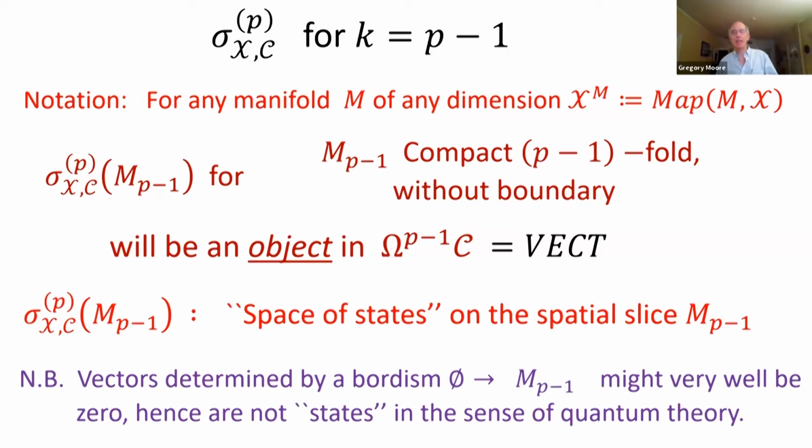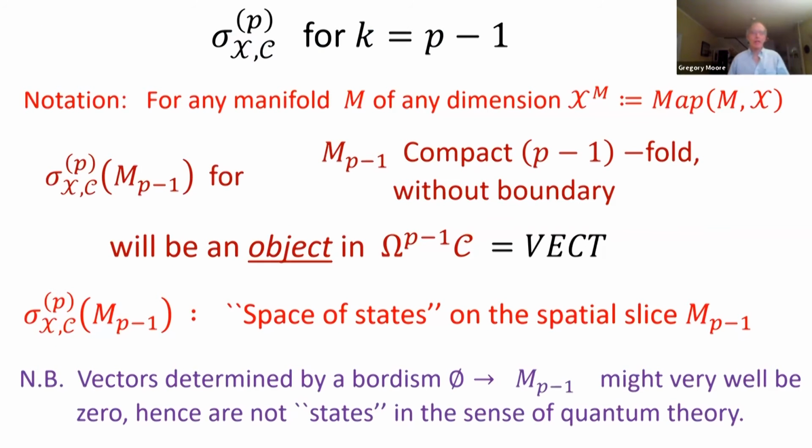Just as an aside, I put "space of states" in quotes because vectors which are determined by a bordism from the empty set to a spatial slice might very well be 0. And so they're not actually states in the sense of quantum theory. So people who apply topological field theory in the context of quantum information theory need to bear that in mind.